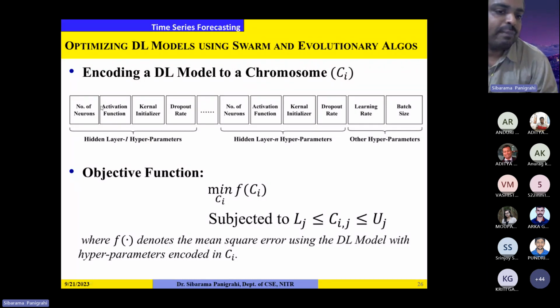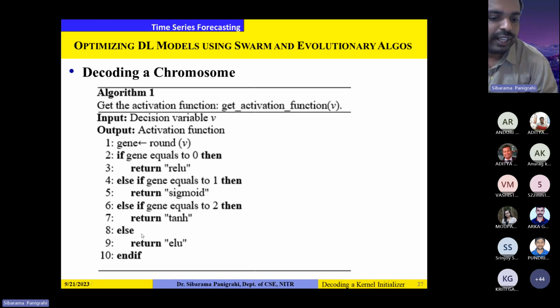So if I am getting a value 3.2 over here, then I will round it off. 3.2 means it will become 3. 3 means what is the activation function? If it is 3, it will go to the LU activation function. If it is 0, it will give you the ReLU activation function. So this is how I have decoded from a chromosome to an activation function.